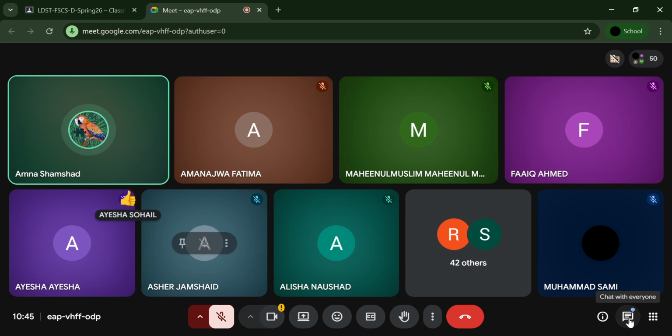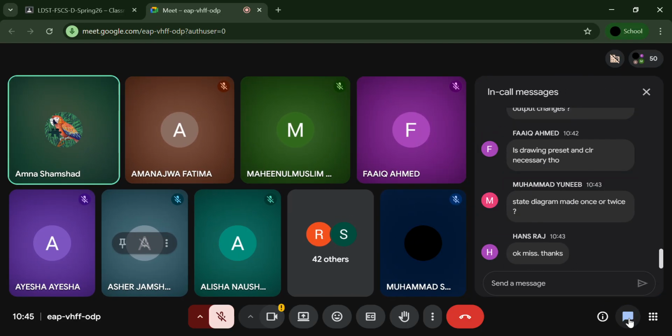Drawing preset and clear is not necessary. If you want, you can draw it; if you don't want to, you don't have to. But it's necessary in the mod counters diagram. For the state diagram, obviously you have to draw the diagram only once. You have to keep track of your time as well. The LDST paper is obviously a lengthy one, so you all have to keep track of the time.